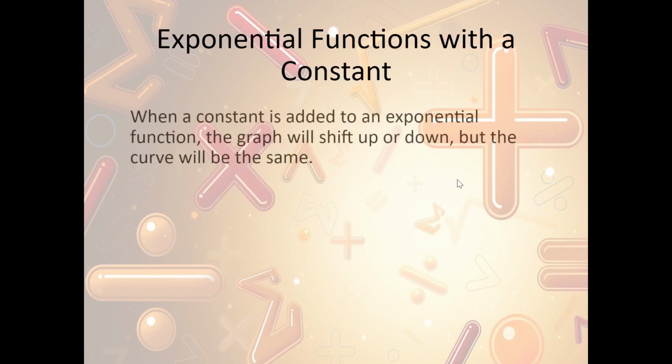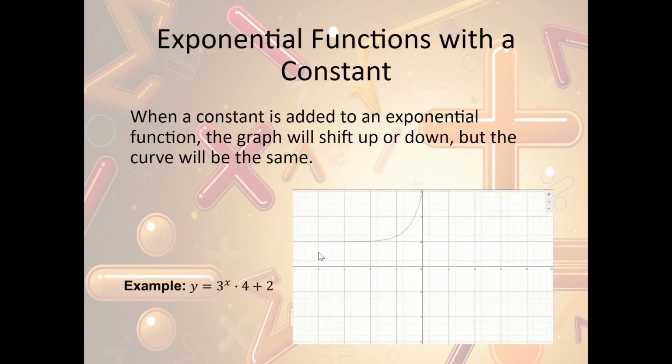Now what if we were to add a constant? When a constant is added to an exponential function, the graph will shift up or down, but the curve will stay the same. So if we had y equals 3 to the x times 4 plus 2, it would look exactly the same as y equals 3 to the x times 4, except we're going to slide it up 2 units. So now the line it doesn't cross is y equals 2 instead of the x-axis.